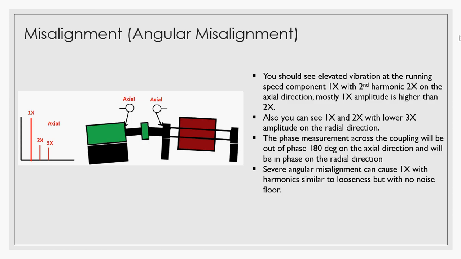The phase measurement across the coupling will be out of phase 180 degrees in the axial direction and will be in phase in the radial direction. As you can see from the plot, if you measure the phase across the coupling, it will be out of phase 180 degrees on the axial, and you should be careful about the sensor orientation. Severe angular misalignment can cause 1x with harmonics similar to looseness, but with no noise floor.